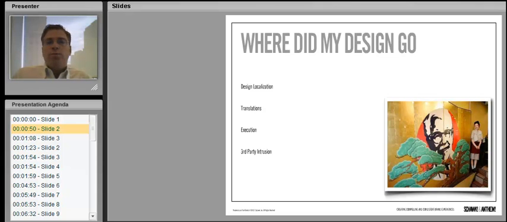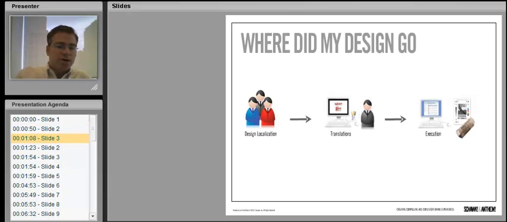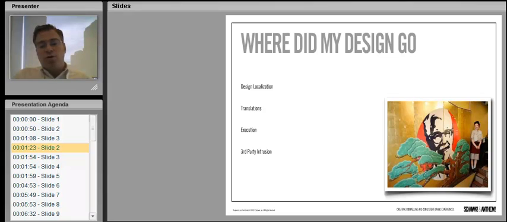And we typically find that in localizing design that there's three areas sort of under your control where there can be some variability that occurs. First is design localization, then is in the translation process, and finally is in the execution or the deployment process. These are the three areas where things are under your control. And of course, there's one area that is not under your control, which is the final point you see here, third-party intrusion, and that's basically counterfeiting.